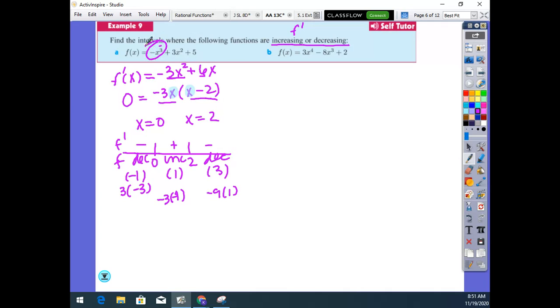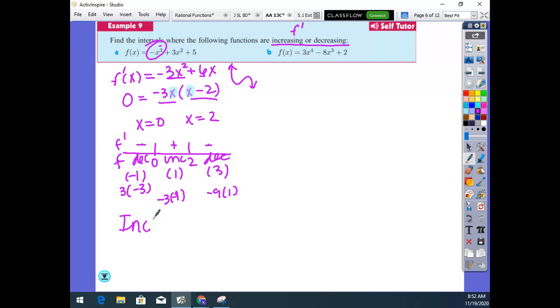Now let's think about the degree and the shape here. -x to the third, I would expect to look like this. Decreasing, increasing, decreasing. So this does make sense. So then we just summarize it.